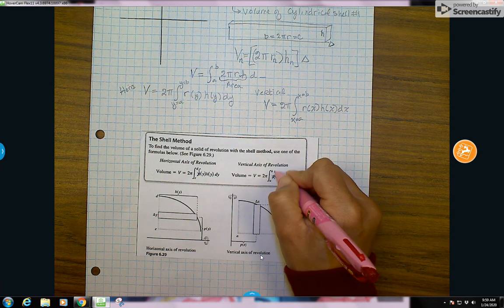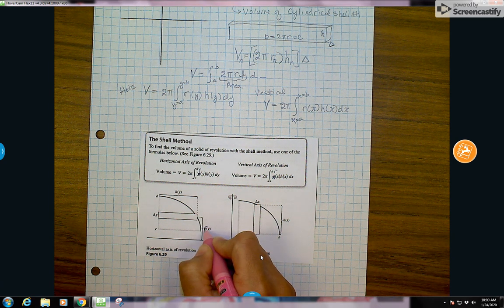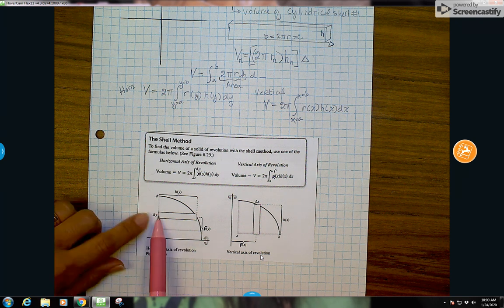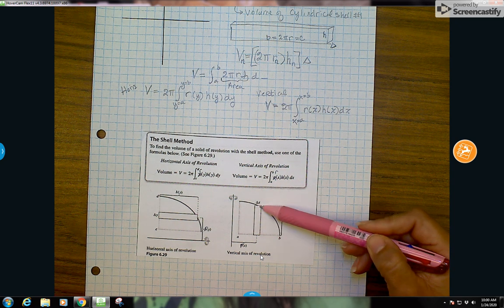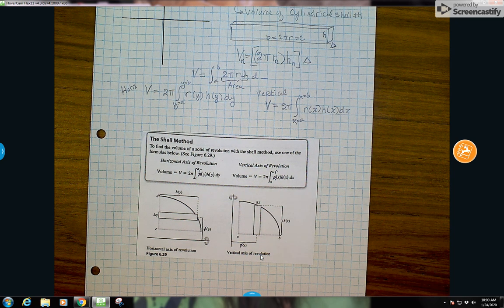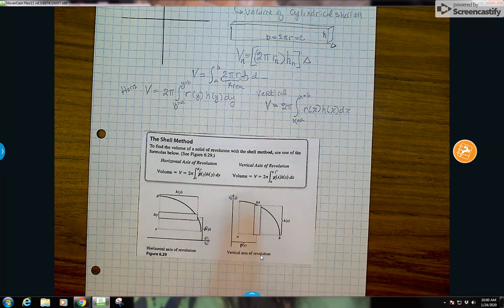So I'm going to call that r, and I'm going to call this r, and I'm going to call this r. The height of your cylindrical shell is now the length of this line segment that lies in your shaded region. So the radius is always the distance from the axis of rotation to your cylindrical shell. The height is the length of the segment in your shaded region. Okay, so we're going to do our first example.